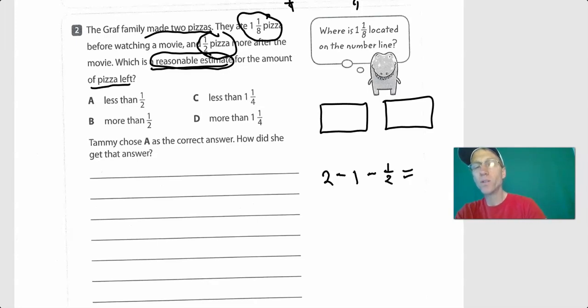Now that might look weird. You could have just said, well, 2 minus 1, because we can only subtract 1 at a time. But remember, order of operations. That's what we're doing. Here's the first pizza. They ate about 1.